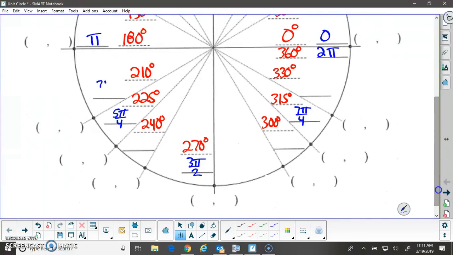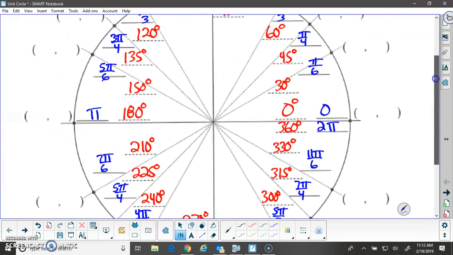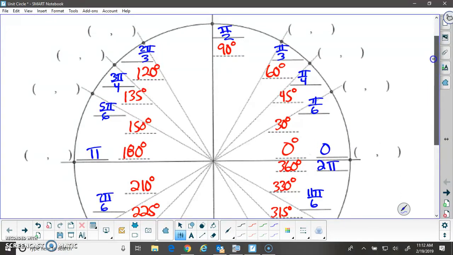7/6. 8/6 would reduce into 4/3 pi. 9/6 is equal to 3 pi over 2. 10/6 would reduce into 5/3. And 11/6 is equivalent to 330. So there's all your angle measurements in degrees and radians.